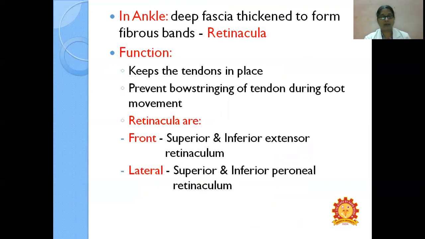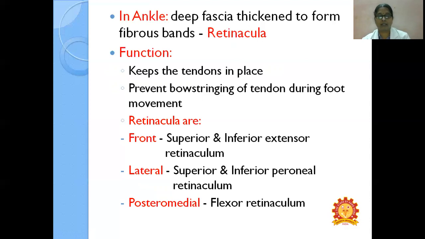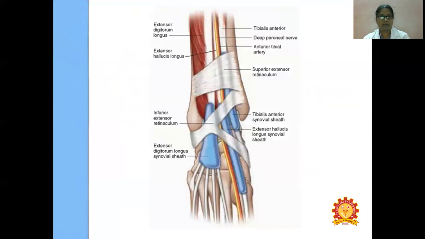And in the lateral aspect, we have superior and inferior peroneal retinaculum. So in front, we have superior and inferior extensor retinaculum, whereas laterally, we have superior and inferior peroneal retinaculum. Posteromedially, we have a flexor retinaculum. So in and around the ankles, we have three retinacula, which are nothing but the thickened deep fascia. One in the front, that is the superior and inferior extensor retinaculum, then laterally, it is a peroneal retinaculum, and posteromedially, it is a flexor retinaculum.